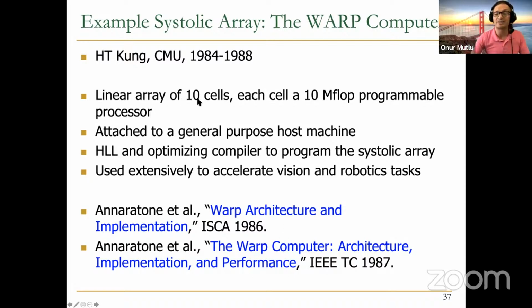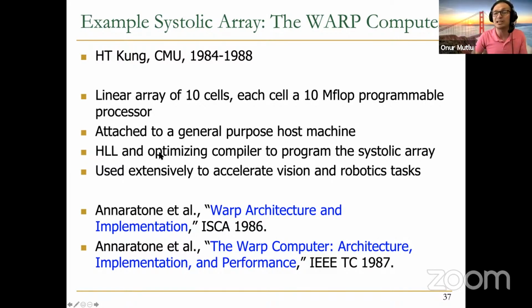They had a linear array of 10 cells. Each cell was a 10 megaflop programmable processor. We will see the TPUs. That's going to be 90 teraflops today, but we're talking about the 1980s over here. And this was an accelerator attached to a general purpose host machine, just like what a TPU is. And they had a high level language and optimizing compiler to program the systolic array. And I think TPUs actually have some of these and are going to have some of these also increasingly.